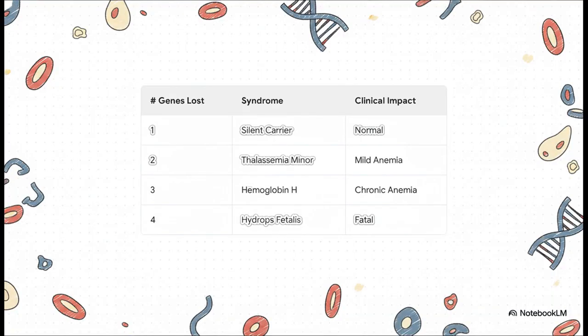If you're missing just 1 gene, you're a silent carrier. Your blood work looks totally normal. If 2 genes are deleted, you get what we call thalassemia minor or trait, just a mild microcytic anemia. Now, things get serious when 3 genes are gone. That's hemoglobin H disease, a much more severe chronic anemia. And if all 4 are deleted, the fetus just can't make functional hemoglobin. This leads to a condition called hydrops fetalis, which is sadly incompatible with life.